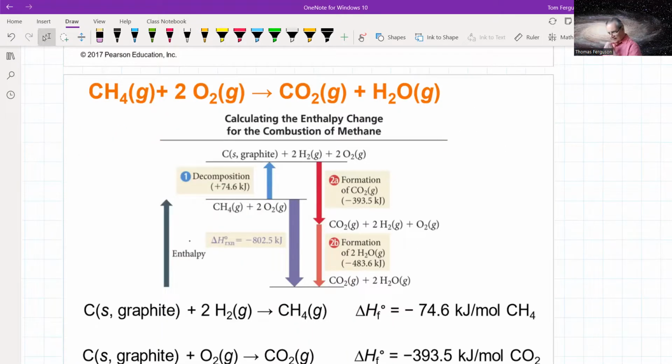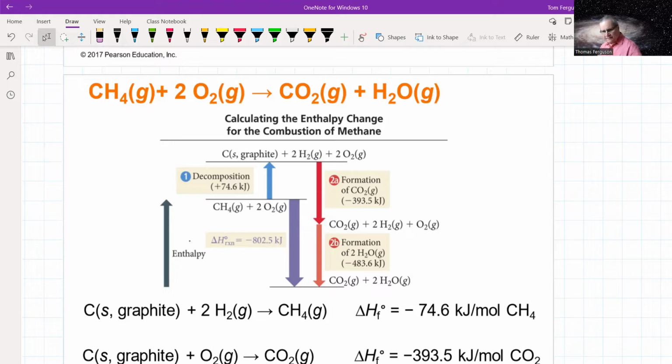Now let's look at this reaction here. Methane, CH4, is burned in an oxygen environment and it forms gaseous water and gaseous CO2.